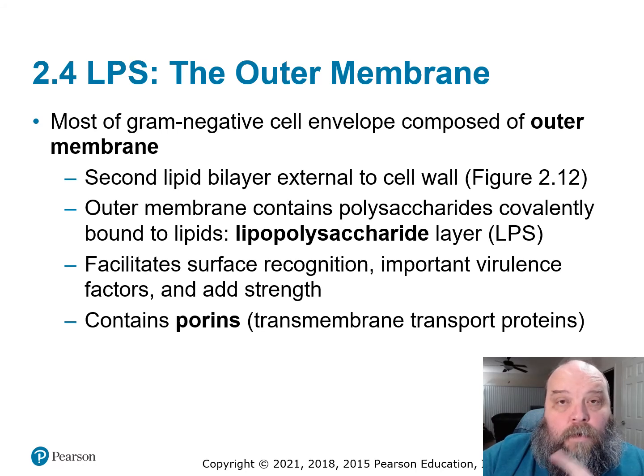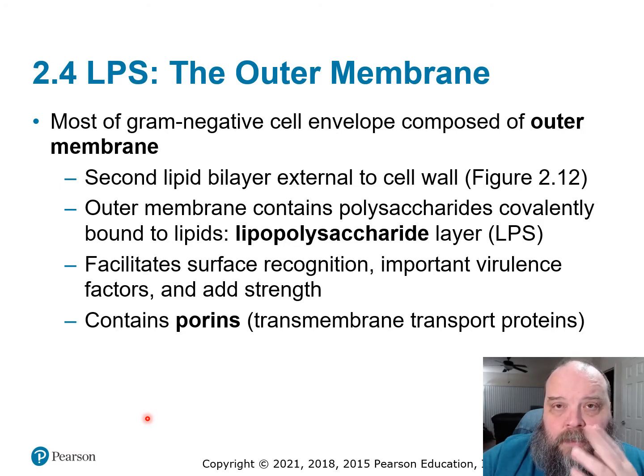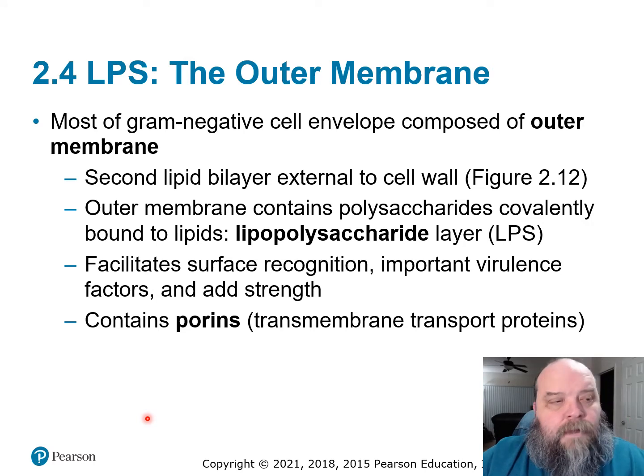Chapter 2, Section 4, LPS, the outer membrane. Now, what we talked about in Section 3 was the gram-positive cell wall, the thick peptidoglycan layers, teichoic acid, lipoteichoic acid, and whatnot. We also talked about the altered version found in Archaea with the N-acetyl talosaminuronic acid. I'm saying that wrong and I know it, but look it up anyways.